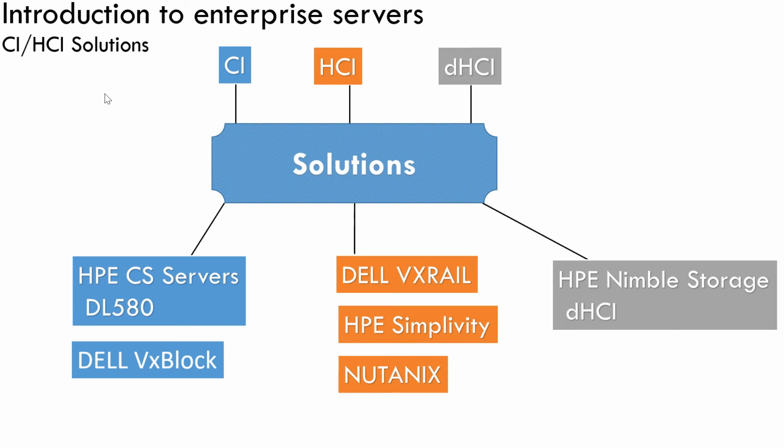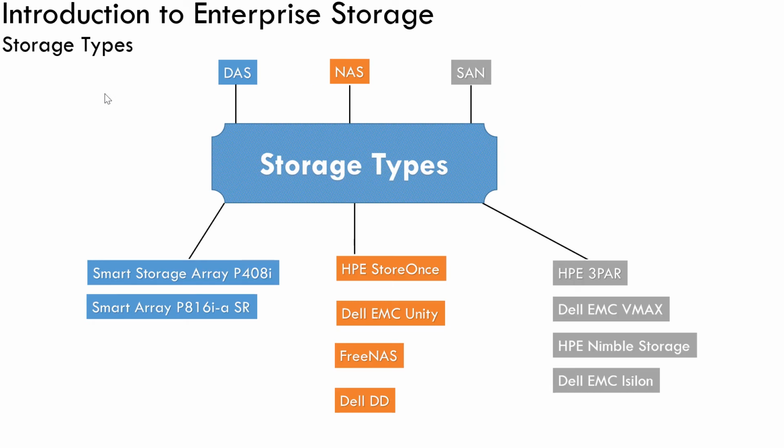But in DHCI, you can buy compute only or storage only, and you can scale up or scale out depending on your business growth. As business grows, you can add storage nodes or compute nodes. Okay. Any questions, please? Thank you.